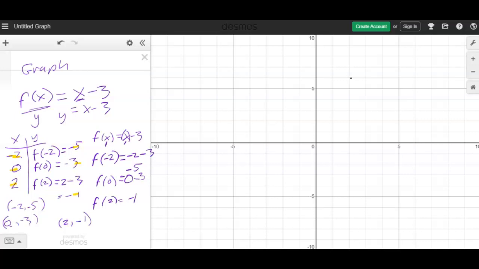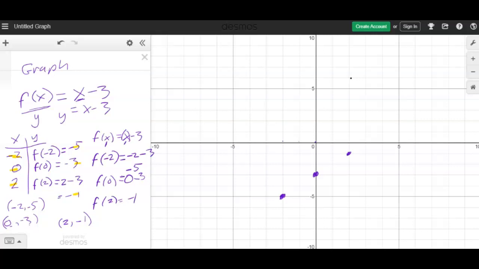I plot these points. The first one, -2, -5. I start at the origin, I go to the left 2, and then I go down 5. This will be the point -2, -5. The point 0, -3. I start at the origin. 0 means I do not move left or right. I just move down 3 for the -3 for the y coordinate. And then the next point, 2, -1, start at the origin. X is 2, so I go 2 to the right. Y is -1, so I go down 1.